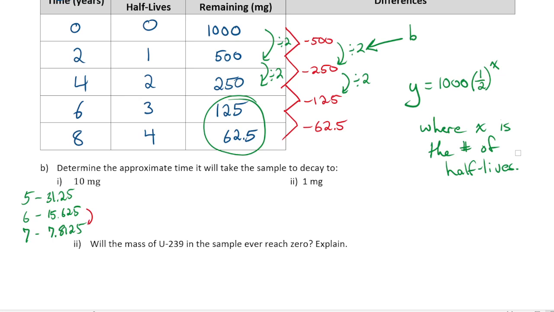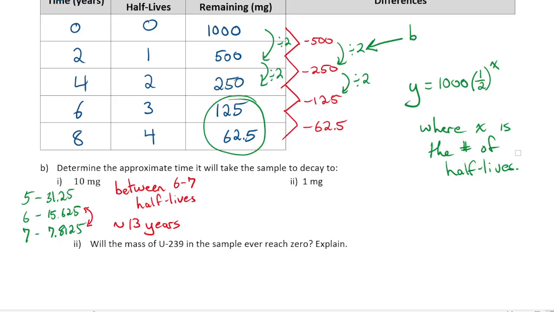Well, it'll be somewhere between here and here. And I can hear the groans right now, but this is not on purpose. It will be between 6 or 7 half-lives. And if each half-life is 2 years, that means it'll be around 13 years or so.